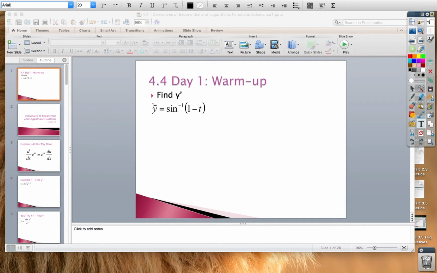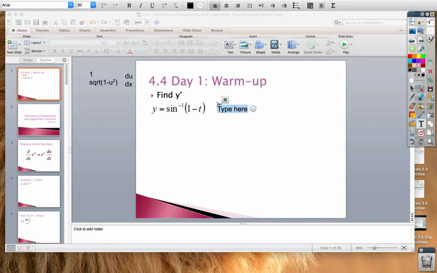Now remember, using our tables and using our derivative rules that I had you write down in your notebook, we're trying to find the derivative of sine inverse of 1 minus t. Now remember, the general rule is 1 divided by the square root of 1 minus u squared, times du dx. The important part to not forget is du dx. That means we need to find the derivative of the u portion in here.